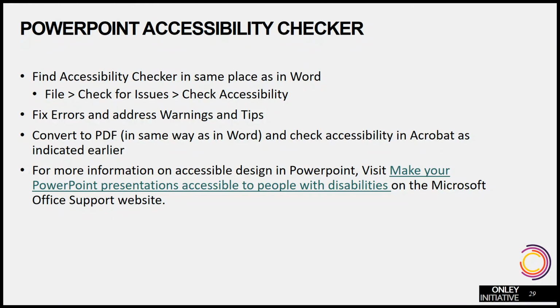You will find PowerPoint's Accessibility Checker in the same place that you found the Word Accessibility Checker. Click the File menu, click the Check for Issues button, and choose Accessibility from the drop-down menu. As with Word, you will fix errors and address warnings and tips. With those issues addressed, convert the presentation to PDF format in the same way as in Word, and then check accessibility in Acrobat as indicated earlier in this presentation. For more information on creating accessible PowerPoint presentations, consult the guide entitled Make Your PowerPoint Presentations Accessible to People with Disabilities, available on the Microsoft Office Support website.